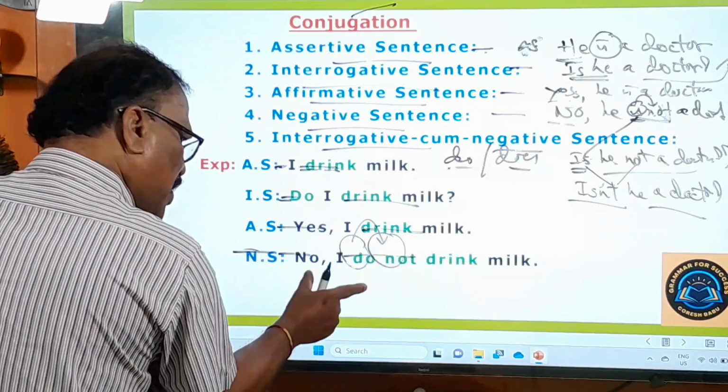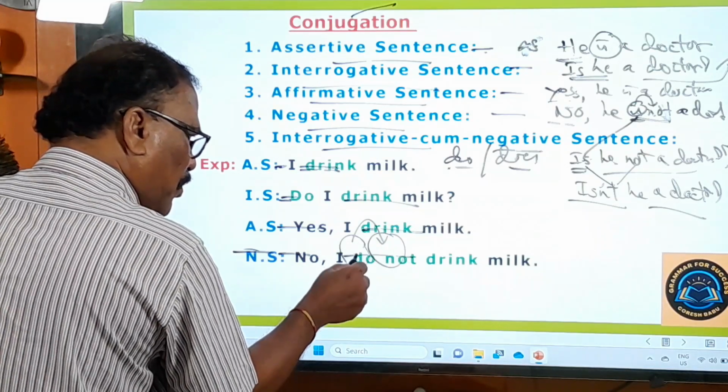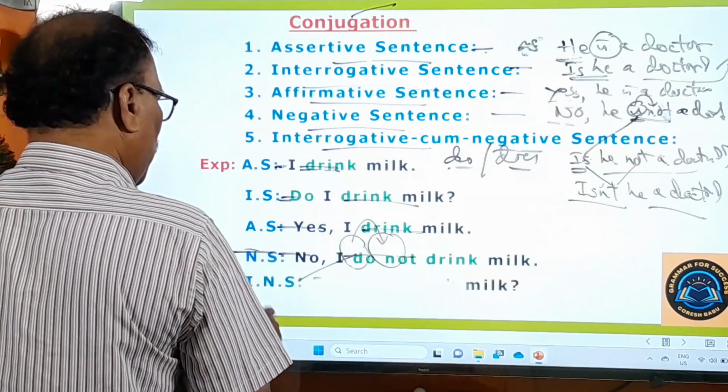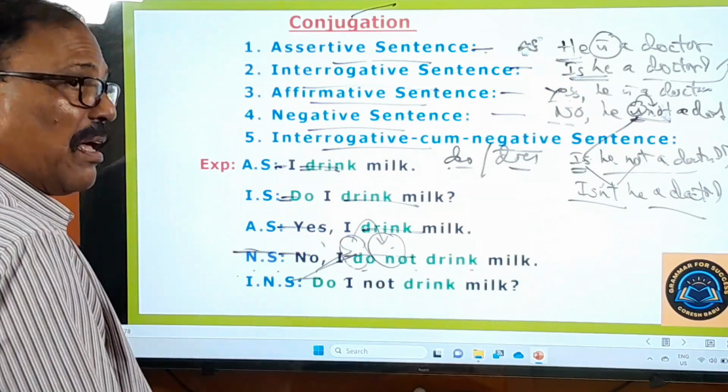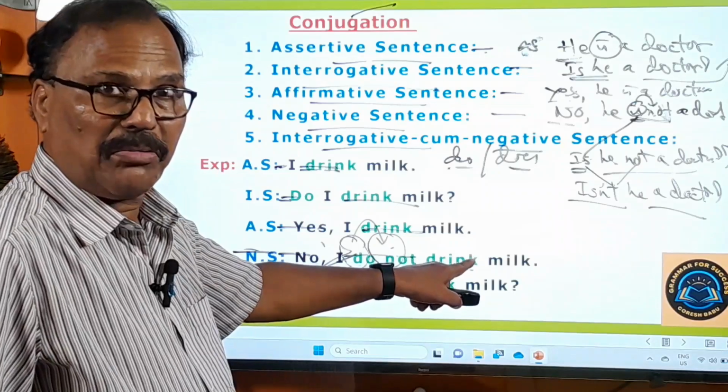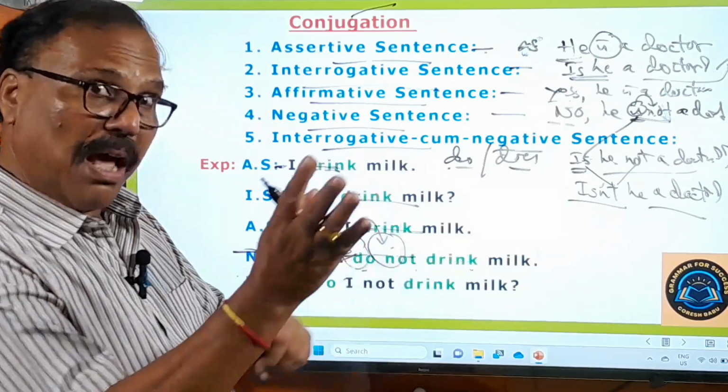And now you change this into a question. What is the helping verb used here? Do. Bring it to the front position. That's called an interrogative cum negative sentence. Do I not drink milk? నేను పాలు త్రాగనా? I do not drink milk, పాలు త్రాగను. త్రాగను becomes తాగనా.